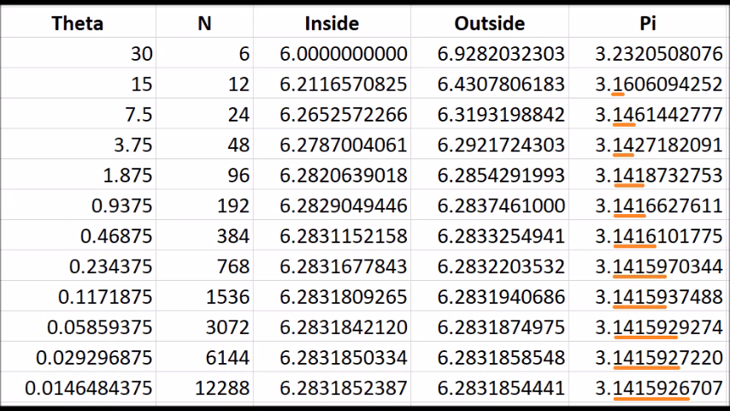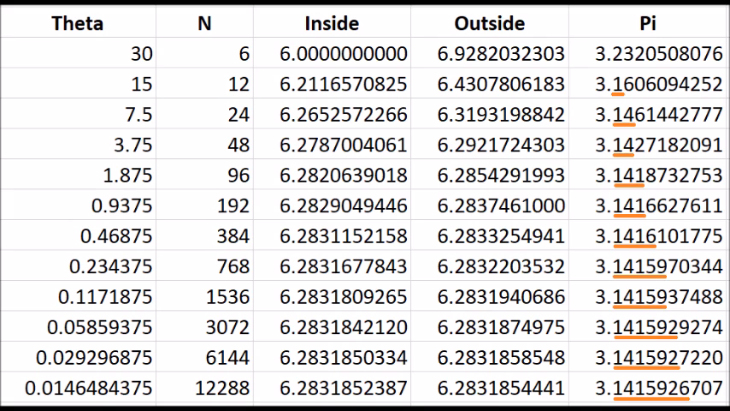Trace your eyes down the last column and notice that we gain a digit of accuracy every couple iterations, more or less. By the 12th row, we have about 7 digits past the decimal. This entails a polygon with more than 12,000 sides.